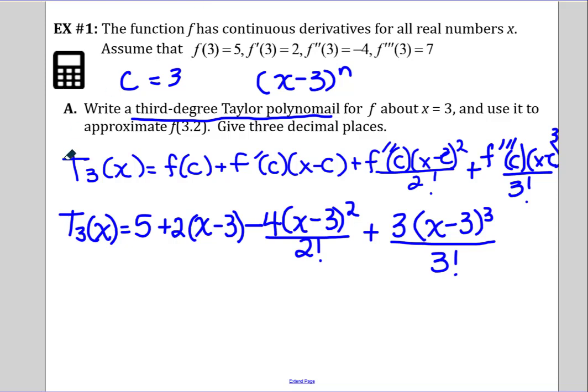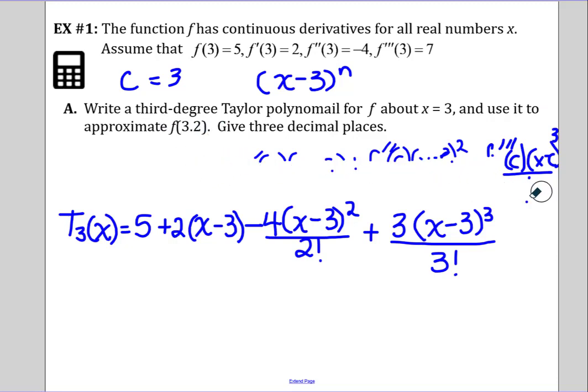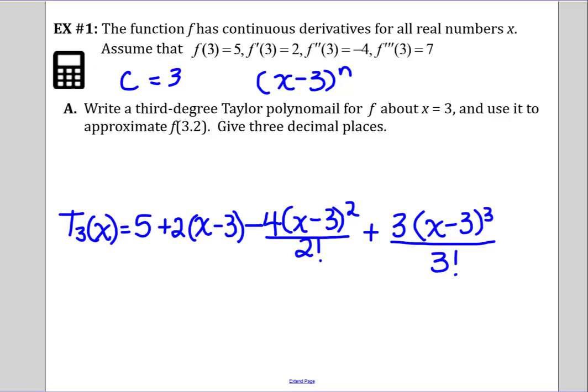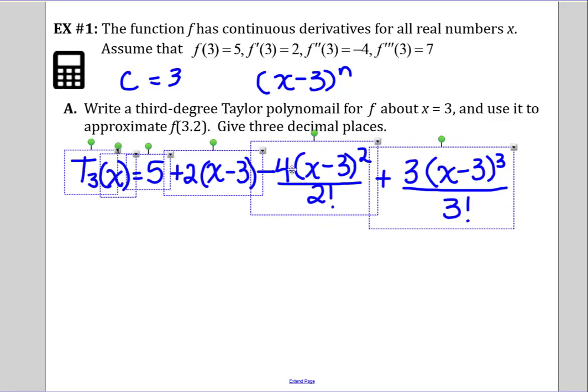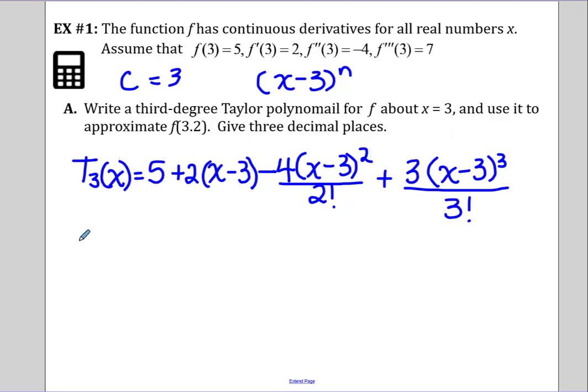Now, what do they want us to do with that? They want us to use our Taylor polynomial and approximate the function at 3 2/10. So that might need a calculator. So let's give that a try here. We want to move this up. And we're going to look at the function value at 3.2 can be approximated by our third degree Taylor polynomial at 3.2.